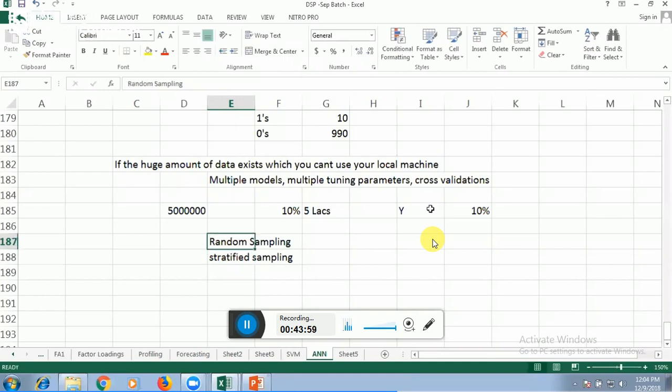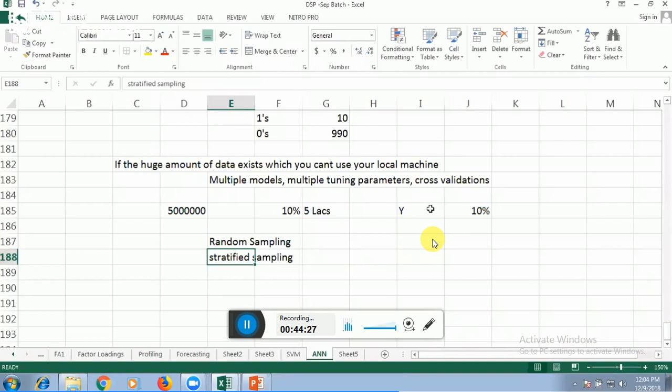So my understanding is if you perform a random sample of 10% from the 50 lakhs, you will still get about 10%. It may not be exactly 10%, but close to 10% you will get. But if you want to make sure of that proportion in your sample, then you can try stratified sampling. Does that make sense?